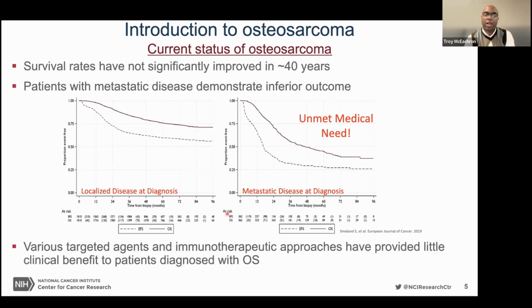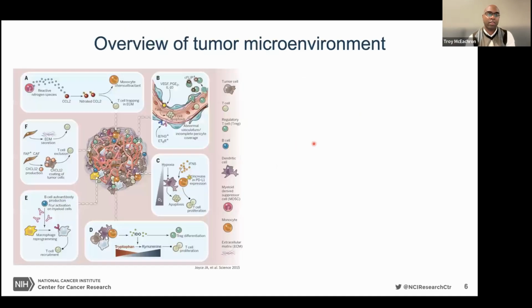When we think about clinical trials, there have been a variety of agents that have been tried, including different immunotherapeutic approaches, and these have provided little benefit to patients diagnosed with osteosarcoma. So what we're really interested in doing is trying to understand the context of metastatic osteosarcoma and why some of these therapeutic approaches have not worked for patients battling this disease. Rather than focusing on the genomic complexity of the disease, which has been the vast majority of the osteosarcoma research community's focus up until recent years, we really want to understand the tumor microenvironment.